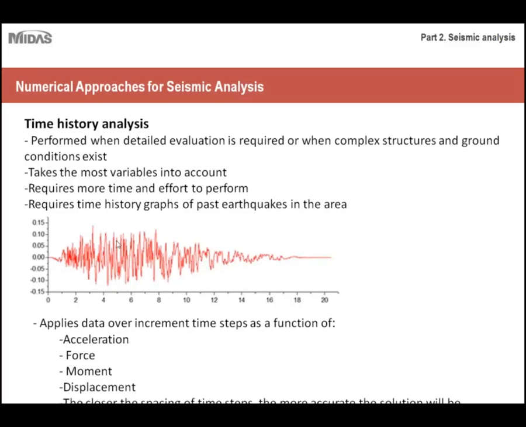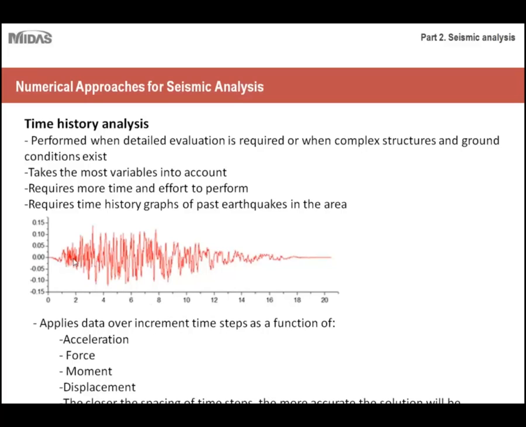But I just want to help you become aware that time history analysis is especially useful for high loading or high seismic conditions. It requires more time and effort to perform, obviously, and it requires time history graphs of past earthquakes in the area. And here are the variables that are taken into account as far as your time history functions. It takes into account the seismic acceleration of your loading, the forces that are being applied to your structure, the moments, as well as the displacements. And also, the closer the timing of the steps, the more accurate the solution will be.